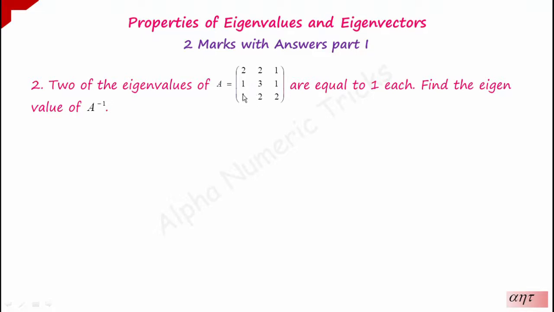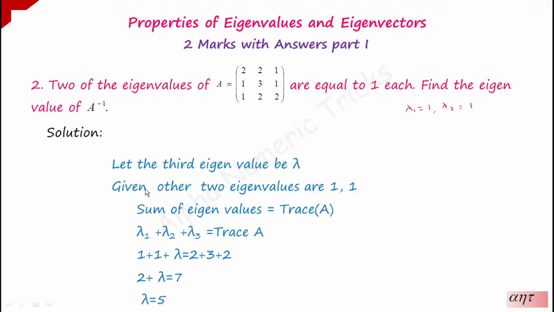Using the properties, we have to find the solution. It is given that two of the eigenvalues of the matrix are equal to 1, that is, lambda 1 is 1 and lambda 2 is 1. We have to find the eigenvalues of A and then go for the eigenvalue of A inverse. Using the properties of eigenvalues and eigenvectors, we take the third eigenvalue of the given matrix.